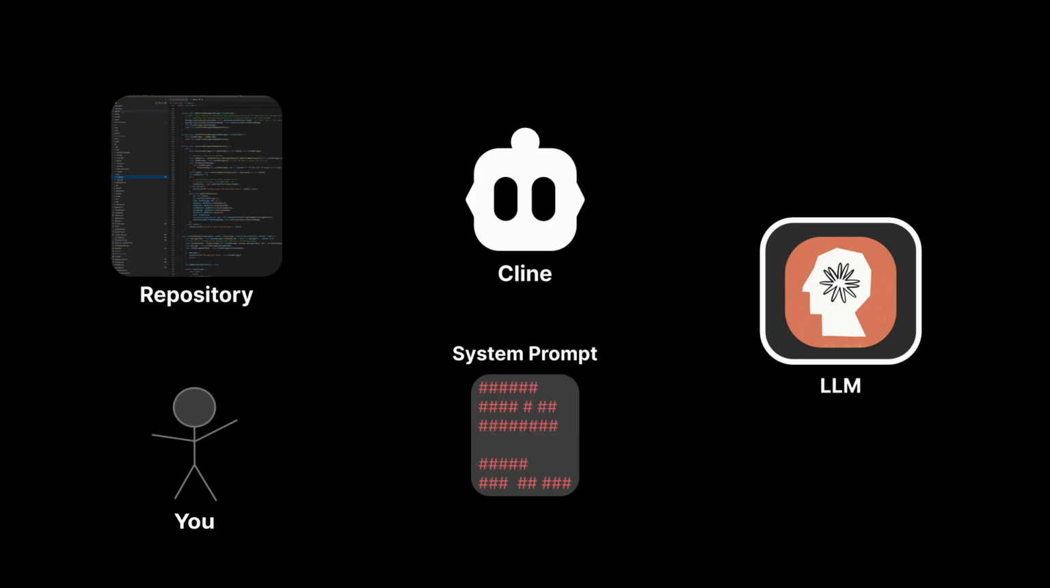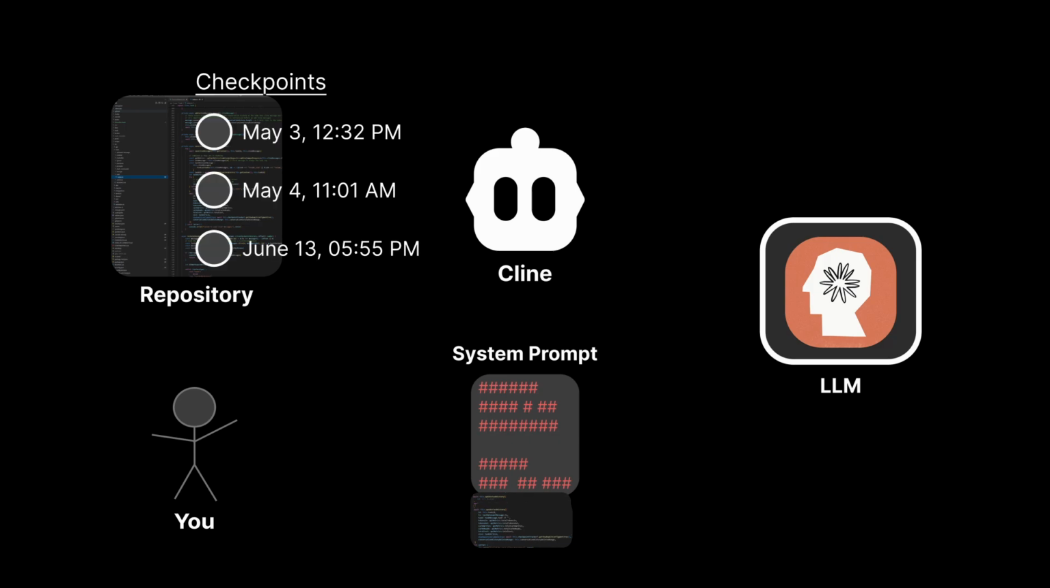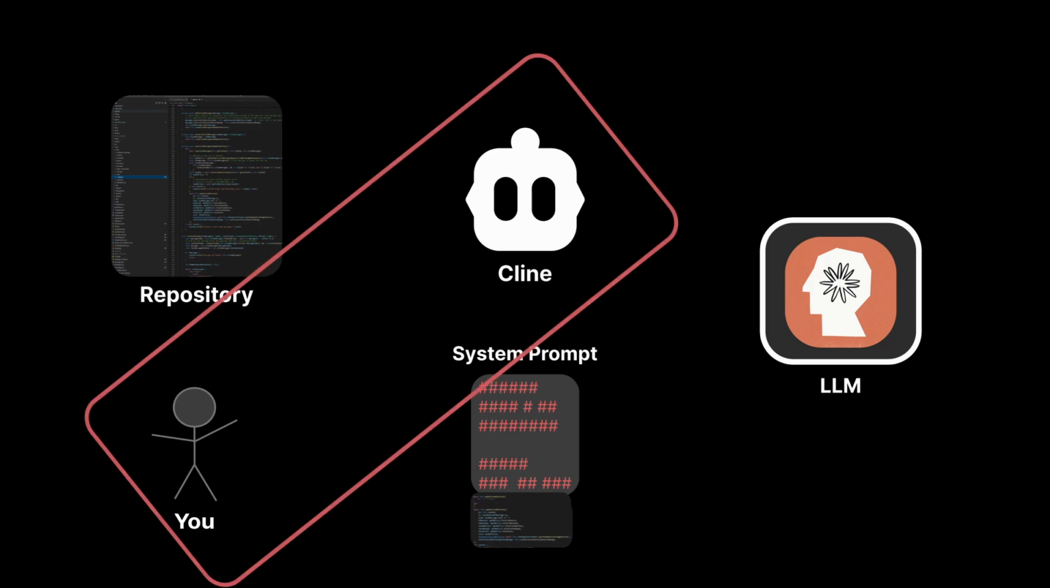Starting with Cline, Cline interacts with your repository by doing a breadth-first search in your workspace and appends the first few hundred of them into the system prompt. Cline also creates checkpoints along each iteration so that you can revert your codebase back to at any point. Let's see how Cline interacts with you.